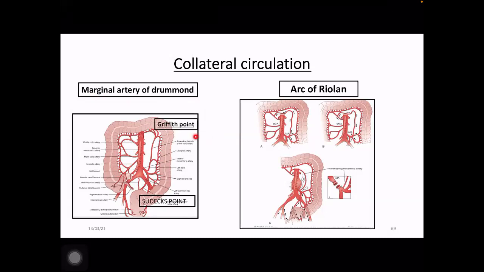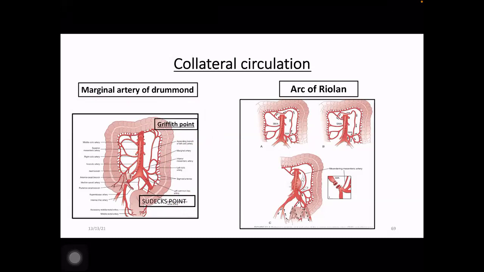Also, I have marked specifically the ischemic watershed area at the splenic flexure, which is the Griffiths point, and the rectosigmoid area, which is the Sudeck's point. These are watershed areas, more prone to ischemia in case there is colonic ischemia.